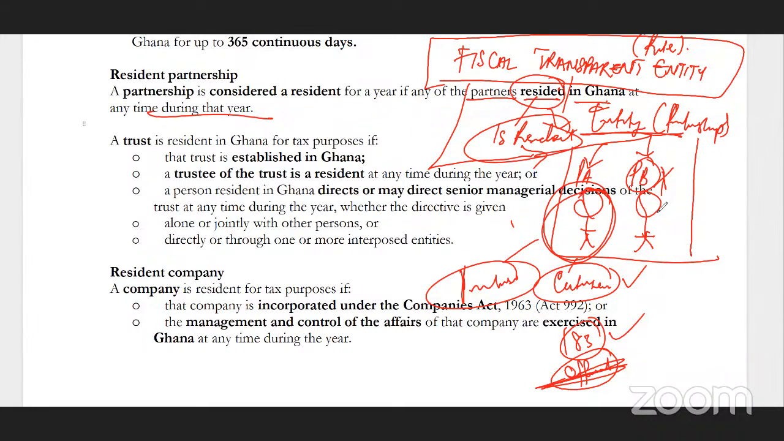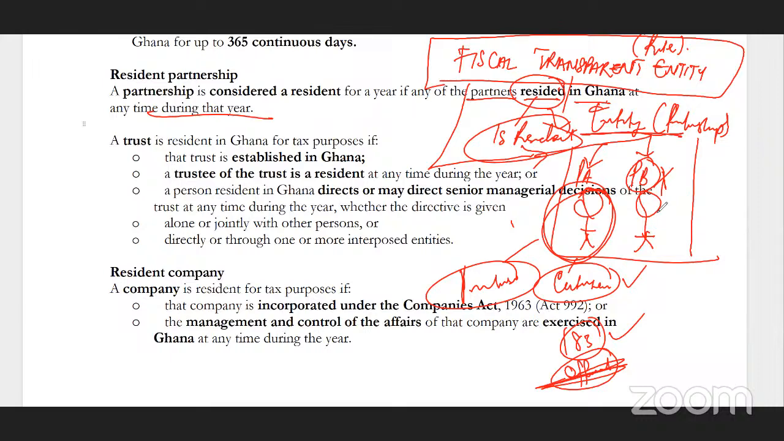Yes, Oscar. I was saying that they said a partnership is considered a resident for a year if any of the partners resided in Ghana. That "resided" is telling you should be resident. You see, in tax, you do not take the English as normal English. This "resided" is not just stayed, but we are talking about him being resident. So if any of the partners was resident, it means that it is considered a resident partnership.